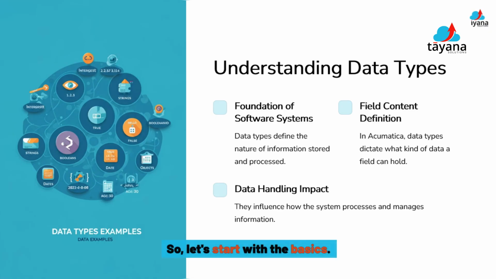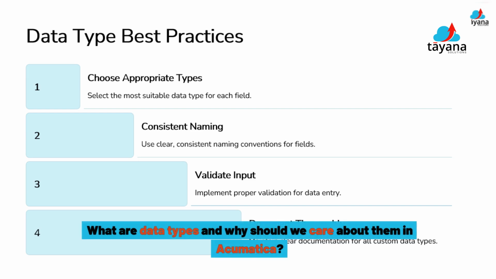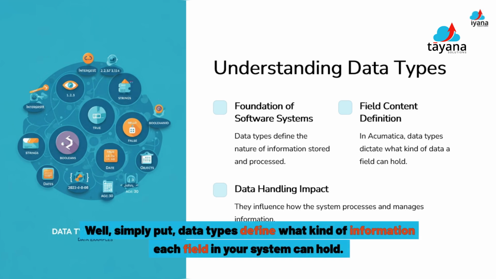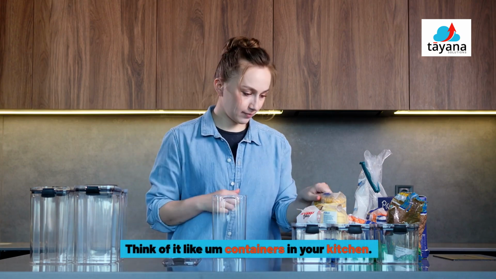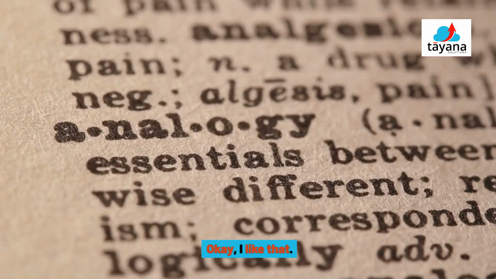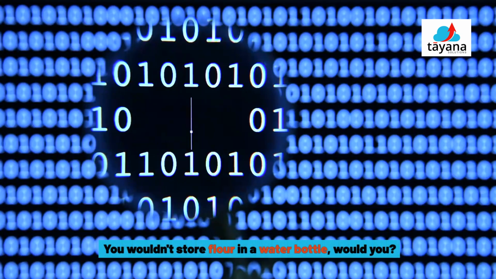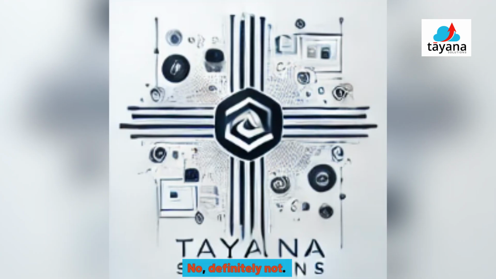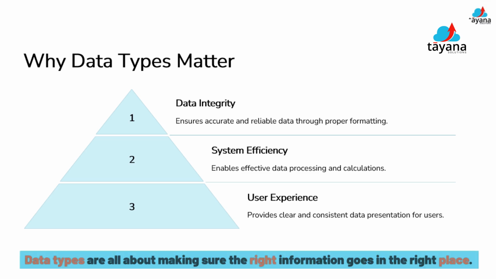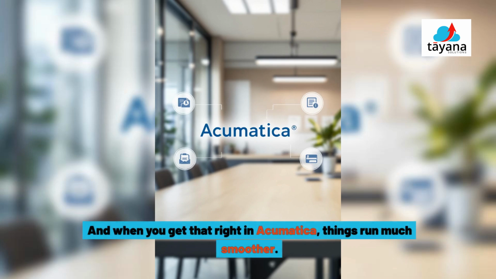So let's start with the basics. What are data types, and why should we care about them in Acumatica? Well, simply put, data types define what kind of information each field in your system can hold. Think of it like containers in your kitchen. I like that. You wouldn't store flour in a water bottle, would you? No, definitely not. Chaos in the kitchen. Exactly. Data types are all about making sure the right information goes in the right place. And when you get that right in Acumatica, things run much smoother.